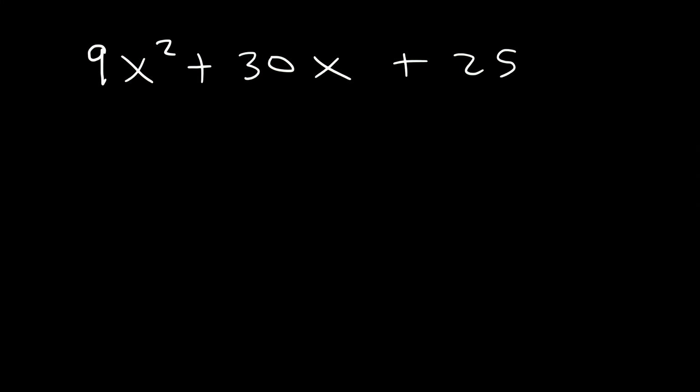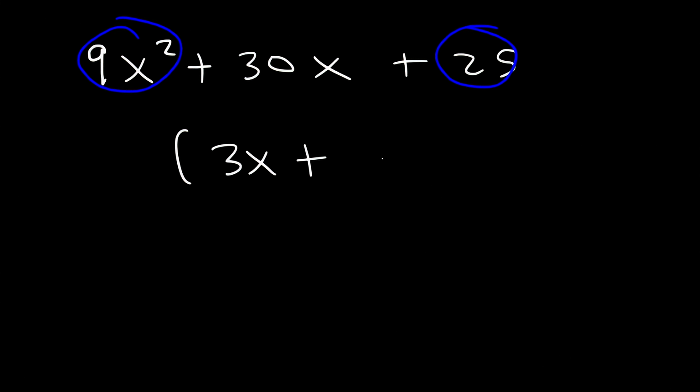Let's take the square root of 9x squared and 25. The square root of 9x squared is 3x. The square root of 25 is 5. And after that, just square it. So that's how you can factor a perfect square trinomial the easy way.